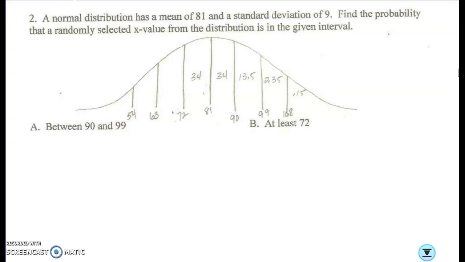So number two was talking about the normal distribution curve. And whenever they give you the mean and the standard deviation, it's up to you to draw the curve and to put the proper numbers down at the bottom. This is something that you're going to have to do in the March Madness project. So they started off by saying that this situation had a mean of 81 and a standard deviation of 9.